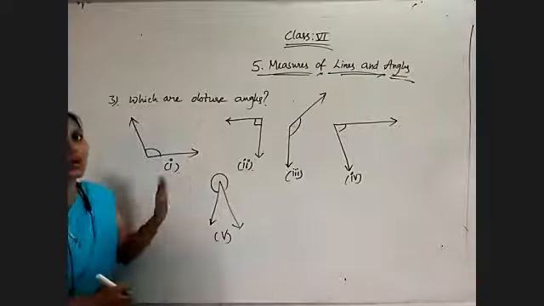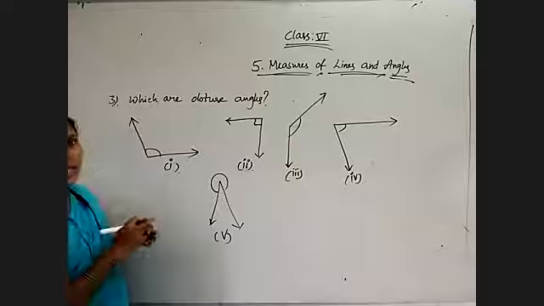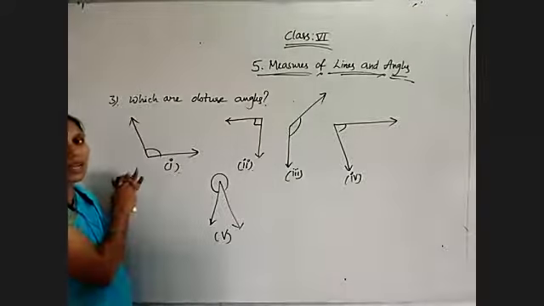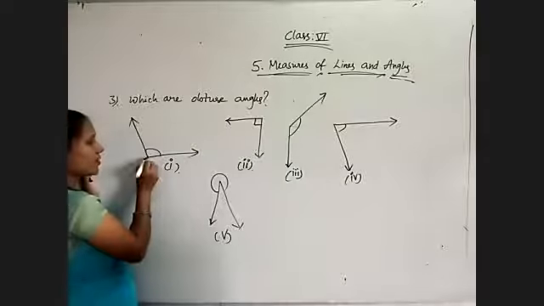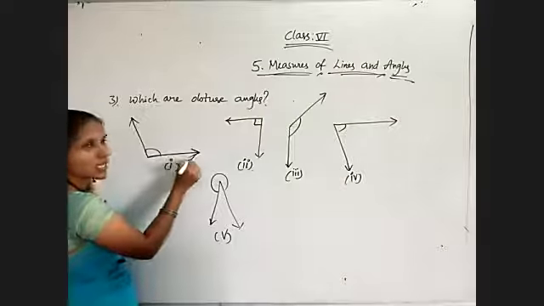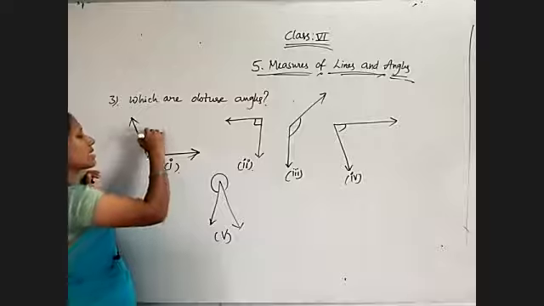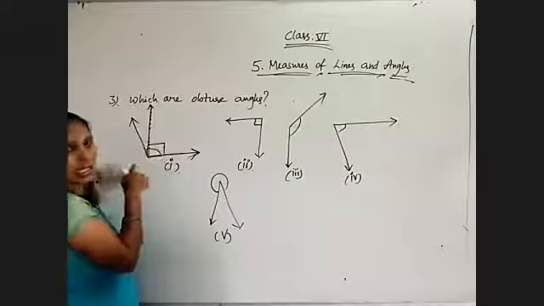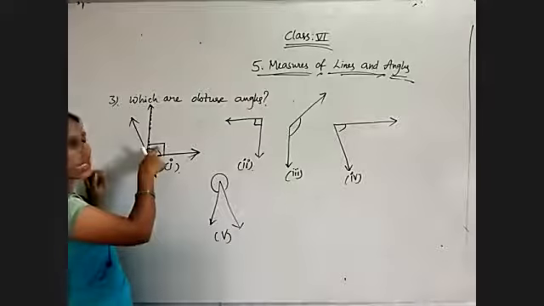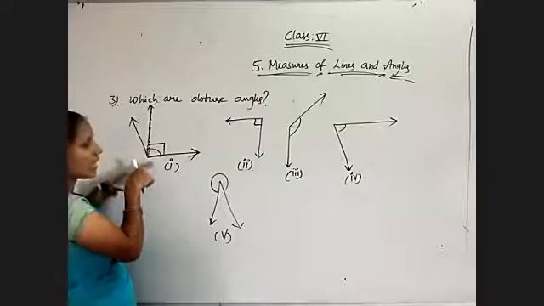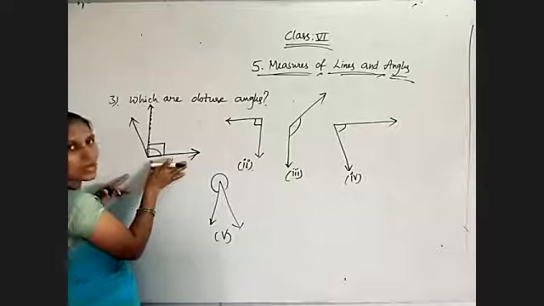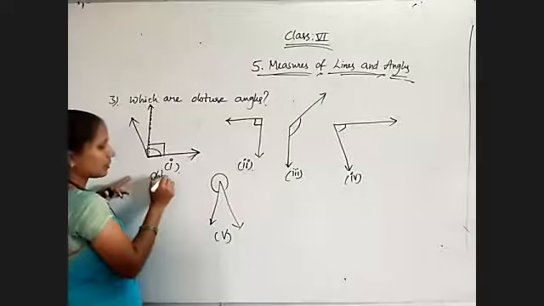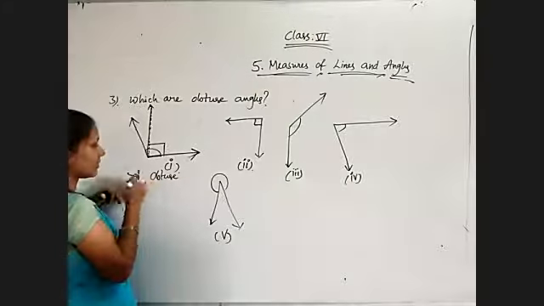Obtuse angles are nothing but more than 90 degrees. I already told you, whenever questions are given as figures, try to construct a 90 degrees line. See, in my first question I am taking this one as base. For this I am constructing 90 degrees, which is in the shape of L. That angle is equal to 90 degrees. Now observe the other arm of the angle. The other arm is more than 90. So it is an obtuse angle because it is greater than 90.